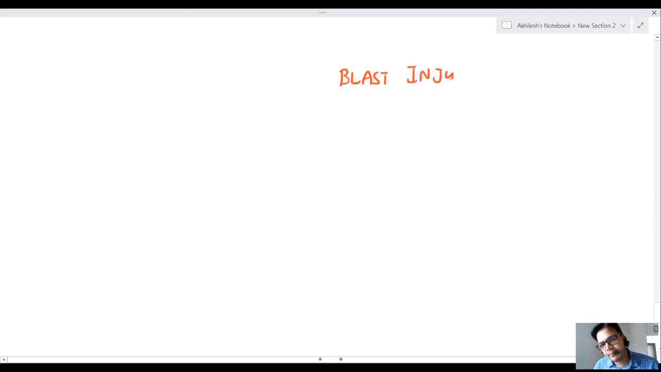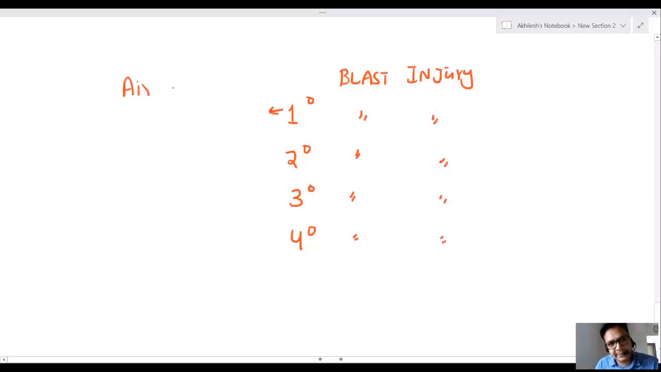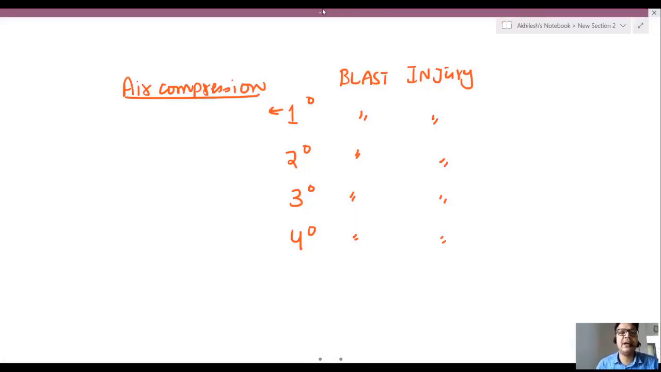Blast injury, same manner, primary blast injury, secondary blast injury, tertiary blast injury, and quaternary blast injury. Sir, primary blast injury, the mechanism is air compression. The surrounding air is compressed after blast.